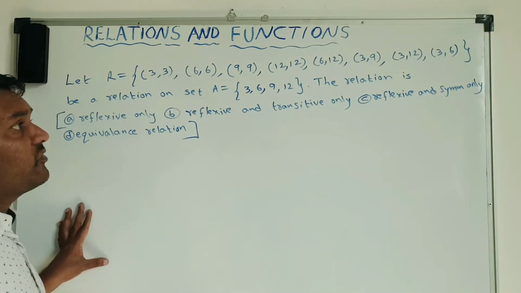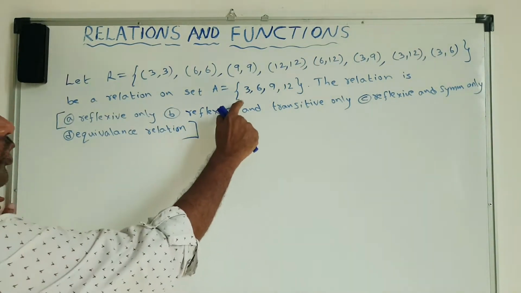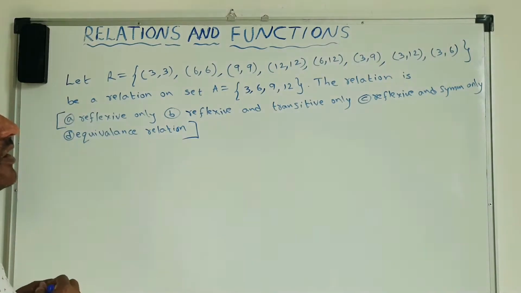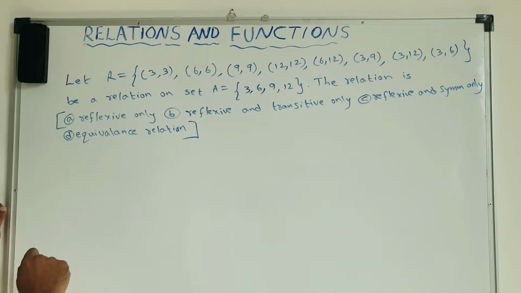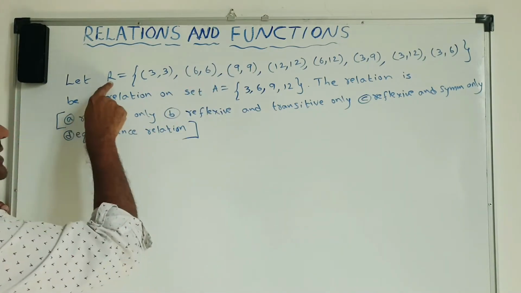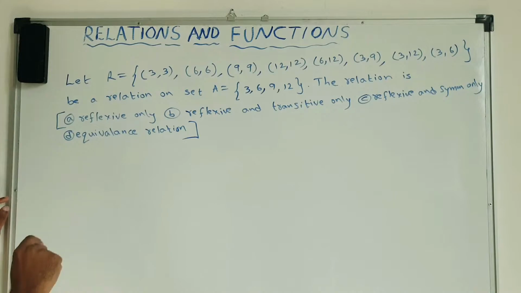First, we will check whether it is a reflexive relation or not. Check whether every element is related to itself or not. (3, 3), it is an element of R. (6, 6) also there, it is an element of R. (9, 9), it is there, it is an element of R. (12, 12), that is also an element of R. So clearly you can say this relation is a reflexive relation.